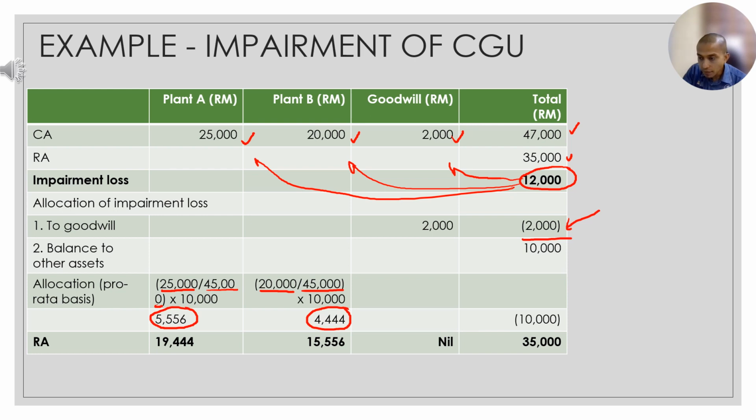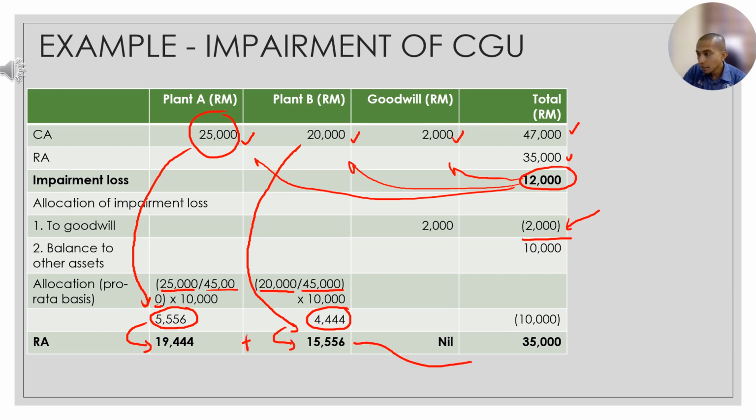If you total up like this, plant A carrying amount less the impairment loss gives 19,444. For plant B, 20,000 less the impairment loss, now we get 15,556. If you total up these, it should tally with the recoverable amount of 35,000. It does. Goodwill is no more here, because goodwill is already eliminated.